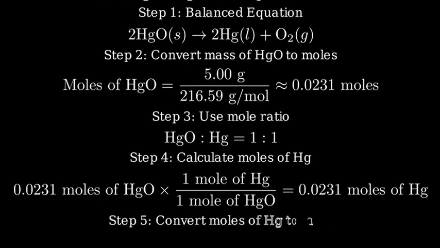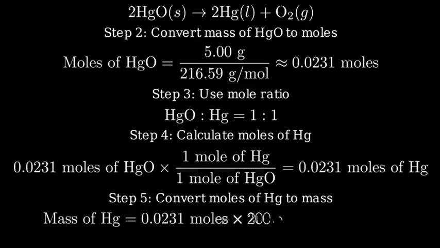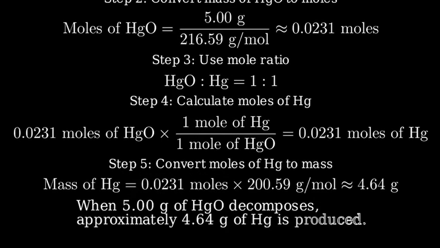Finally, step 5, we need to convert the moles of Hg back to mass. The molar mass of Hg is 200.59 grams per mole. So 0.0231 moles times 200.59 grams per mole gives us approximately 4.64 grams of Hg. Therefore, when 5.00 grams of mercury(II) oxide decomposes, approximately 4.64 grams of mercury is produced. This demonstrates how we can use mole ratios to solve stoichiometry problems.